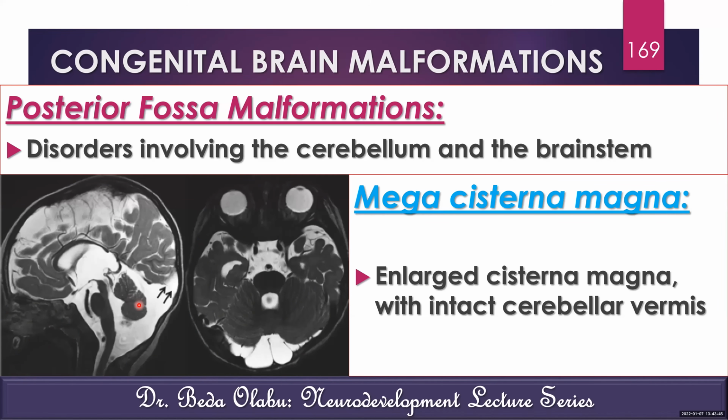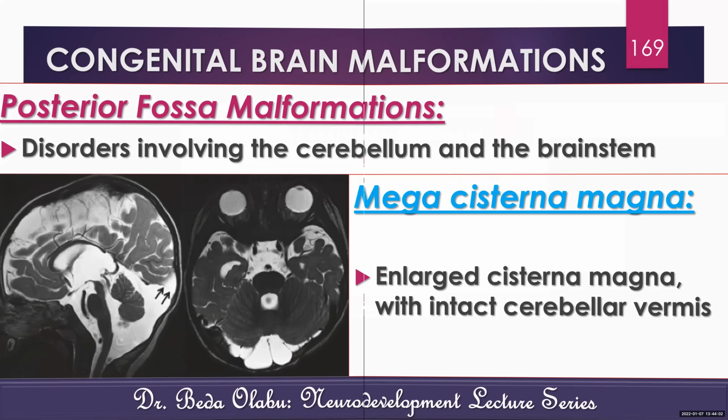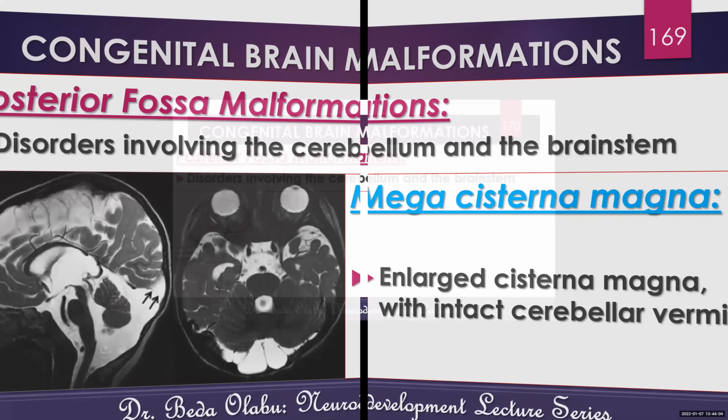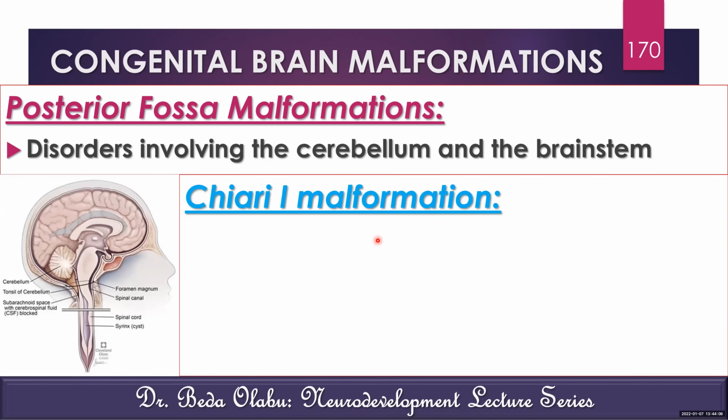In this malformation, megacisterna magna, the cerebellar vermis is intact. In the previous one, the cerebellar vermis was hypoplastic or absent. And that's the major difference between the two. Okay, another anomaly of the posterior fossa is Chiari 1 malformation.